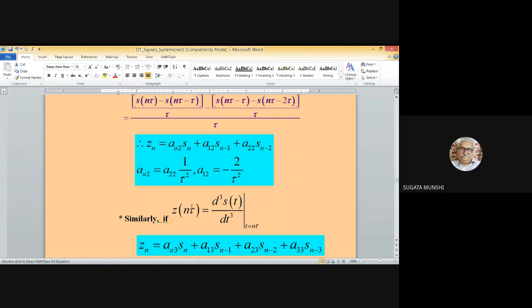Similarly, if you have the DT-LTI system such that it performs the third derivative of s(t), third order differentiation of s(t) at t equal to n tau, then the relation between z[n] and s[n] will be given by a third order difference relation, a difference equation: a03 s[n] plus a13 s[n minus 1] plus a23 s[n minus 2] plus a33 s[n minus 3]. You can easily obtain the values of a03, a13, etc. in terms of tau.